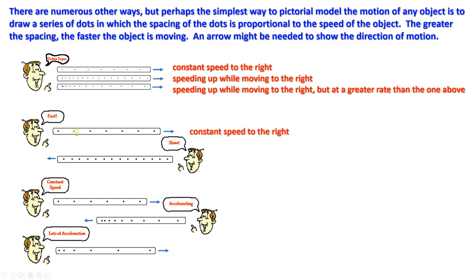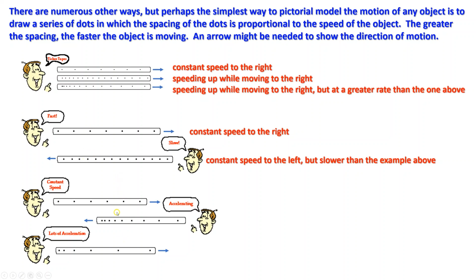If we have evenly spaced dots, the farther apart the dots are, the faster that constant speed. So in our first row, we have a constant speed to the right. Right below it, we also have a constant speed to the left, but since they're closer together, that's a slower speed than the one right above it. If these dots below were half as far apart as the ones above, that would imply it was moving at half the speed of the one above it.